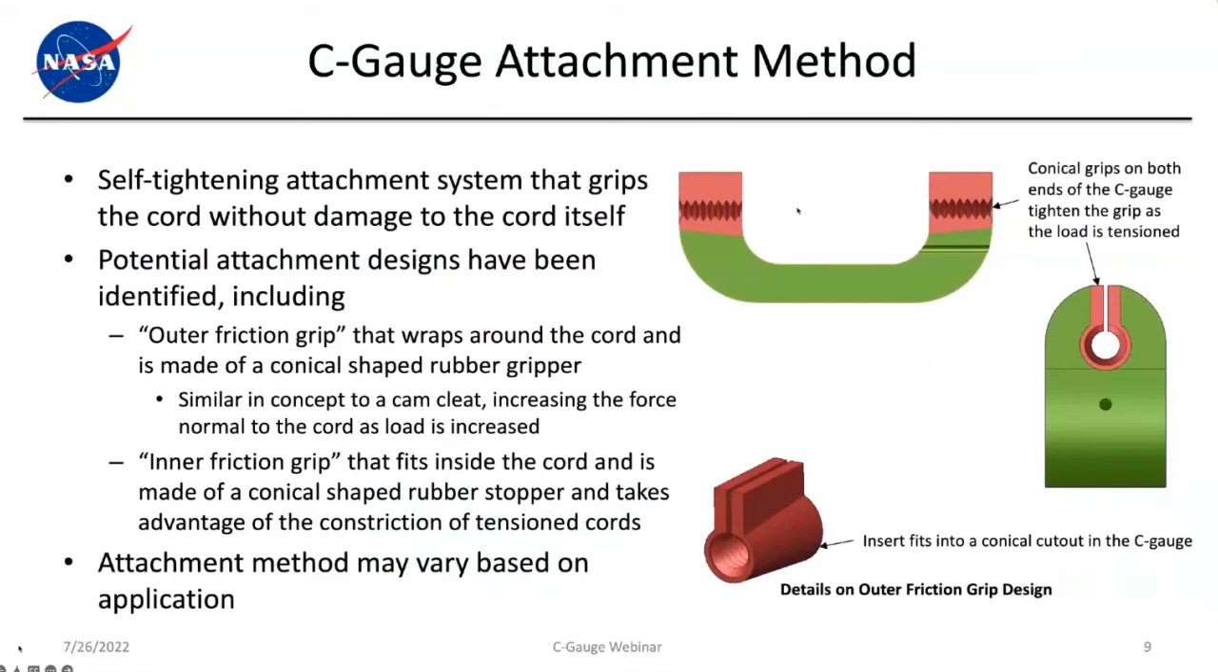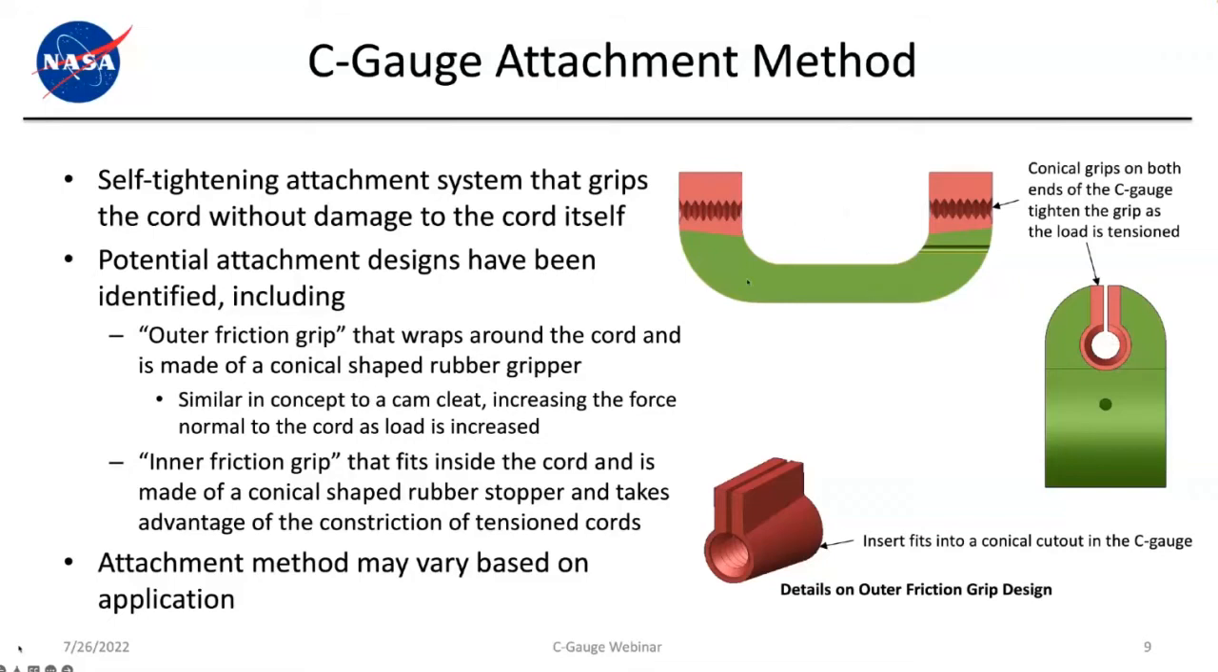One important aspect of this is, how do we interface the cord to the C gauge itself? There's a lot of ways to do this, and we've identified a number of them. I think the most useful method would be to use what we call an outer friction grip. This is a self-tightening attachment that grips the cord without damaging the cord.